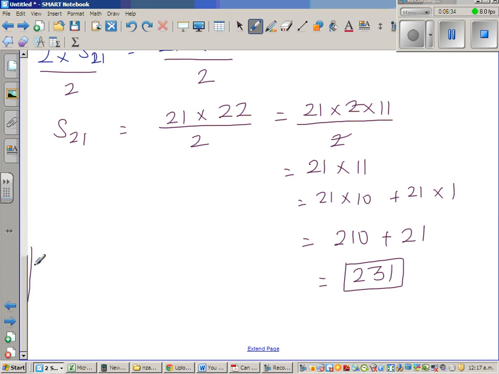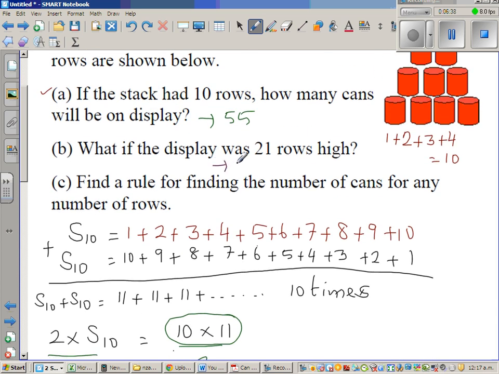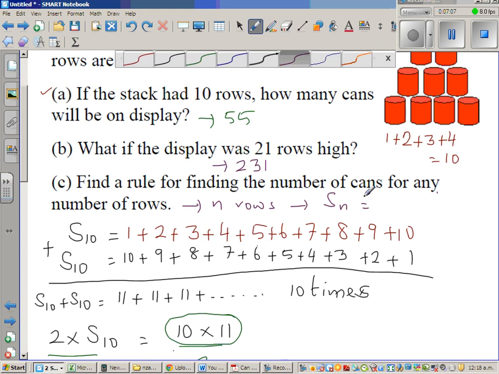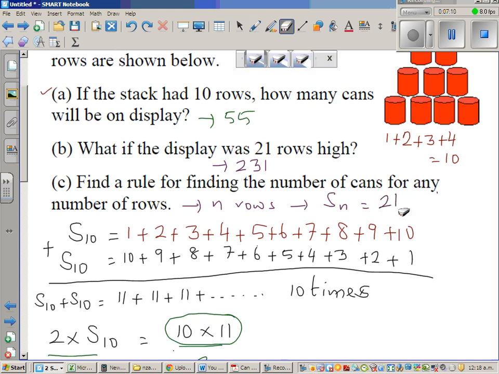So can you see a pattern? Here you need 231 cans. I hope you can see the pattern. If there are n rows, Sn would be n times the next number, which is n plus 1, divided by 2. That is the number of rows times the next number. So if there are n rows, you multiply by the next number, n plus 1, and you divide by 2. This is the general formula for adding from 1 to any number.